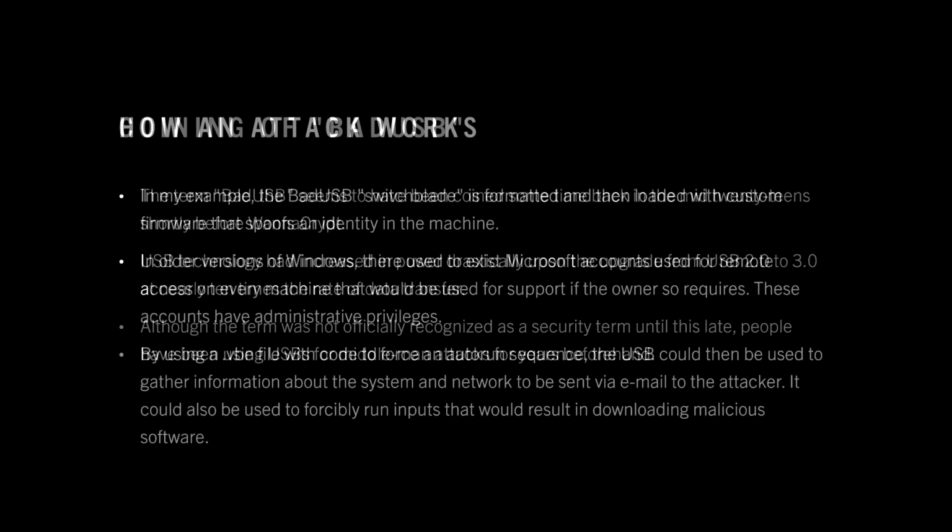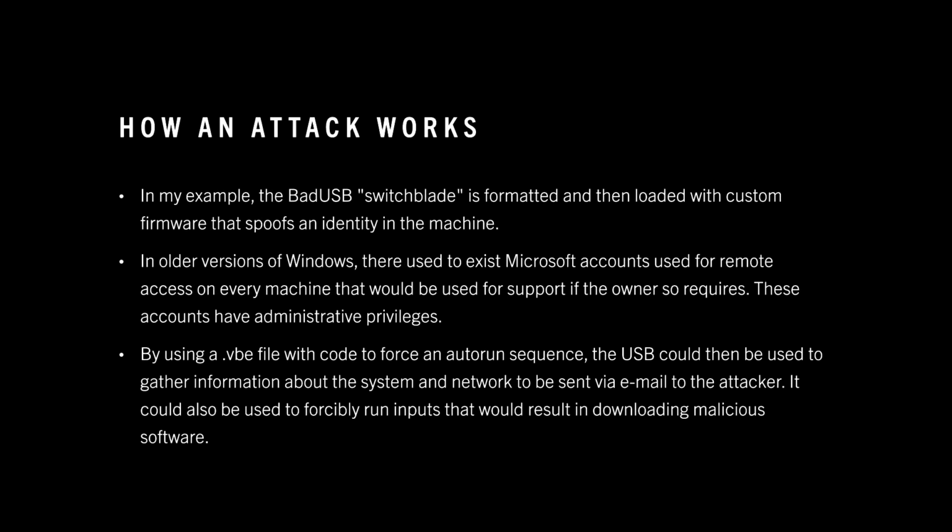In my example, the bad USB switchblade is formatted and then loaded with custom firmware that spoofs an identity in the machine. In older versions of Windows, there used to exist Microsoft accounts used for remote access on every machine that would be used for support if the owner so requires. These accounts have administrative privileges. By using a .vbe file with code to force an autorun sequence, the USB could then be used to gather information about the system and network to be sent via email to the attacker. It could also be used to forcibly run inputs that would result in downloading malicious software.